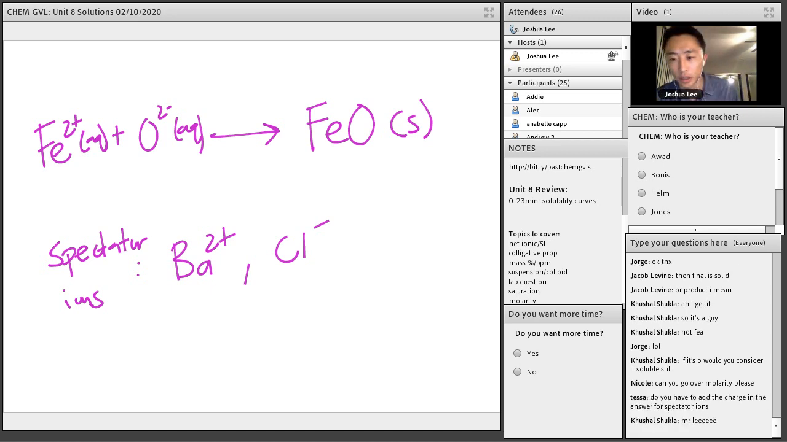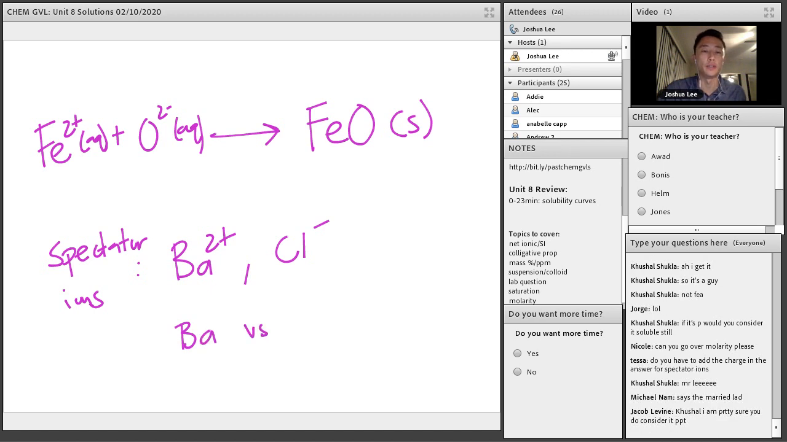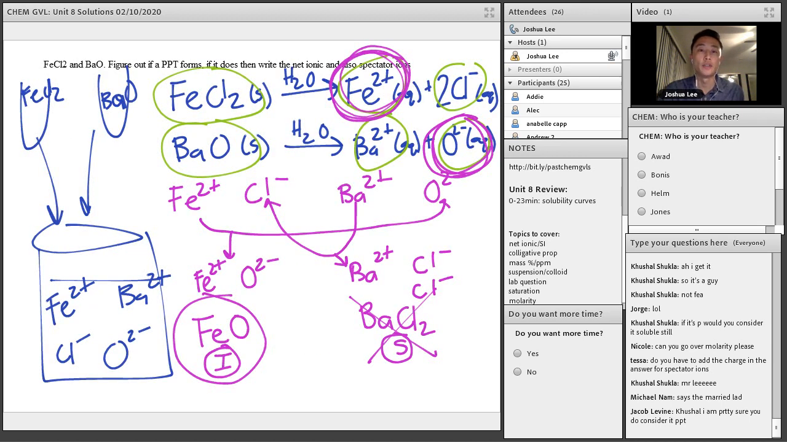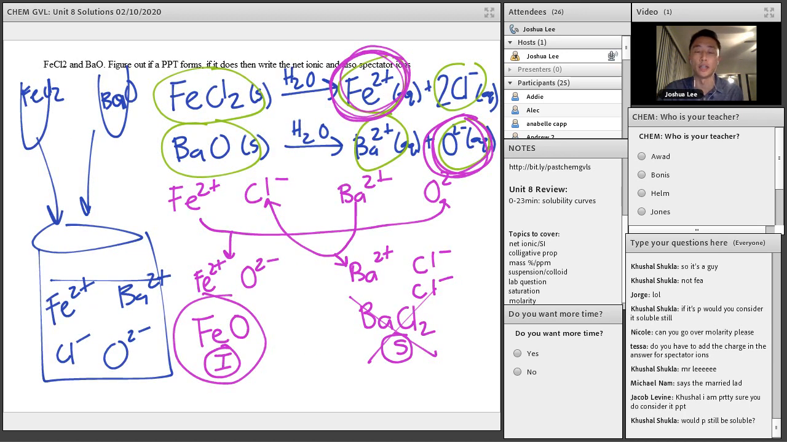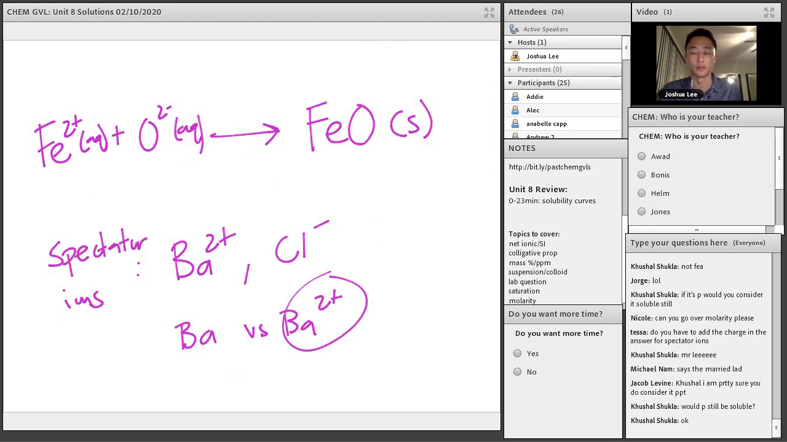You have to add the charge in the answer for spectator ions, says the married lad. Yes, because barium is very different from barium ion. So remember, your answer choices will only be from here, your dissociated ions. That's why it's helpful when you first do your dissociation equations, because now your answers will be something in here. So that's why, yeah, you do need those ions.